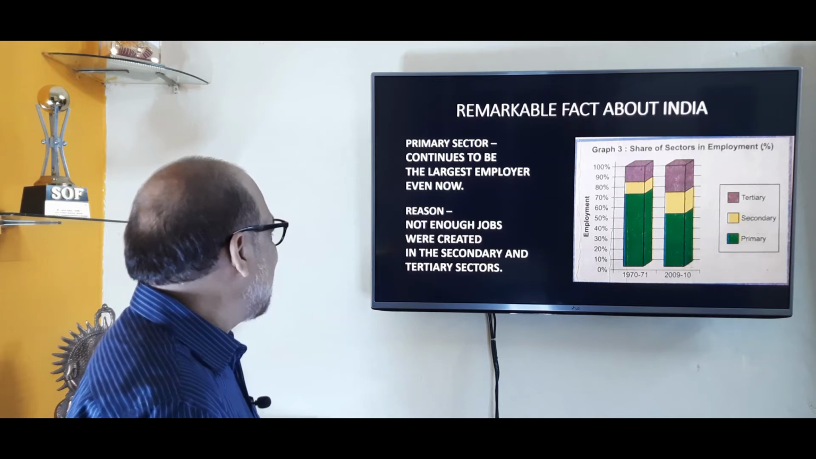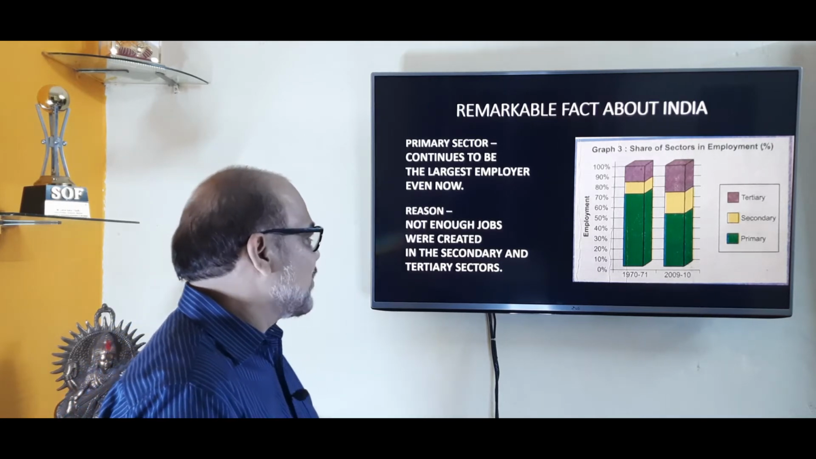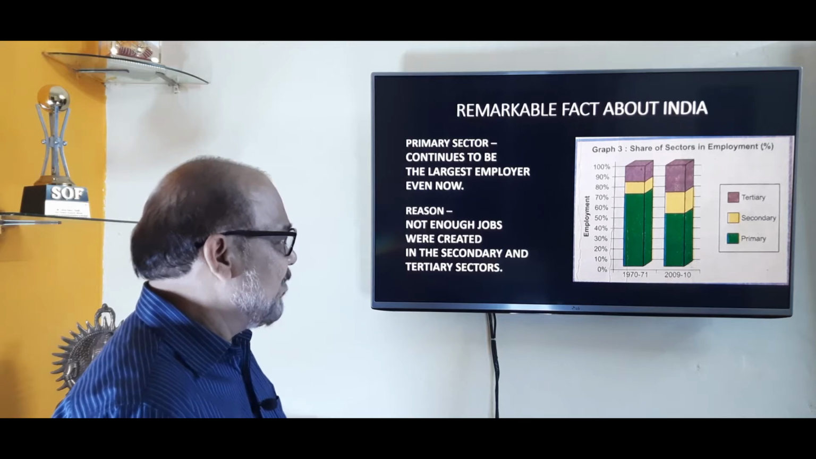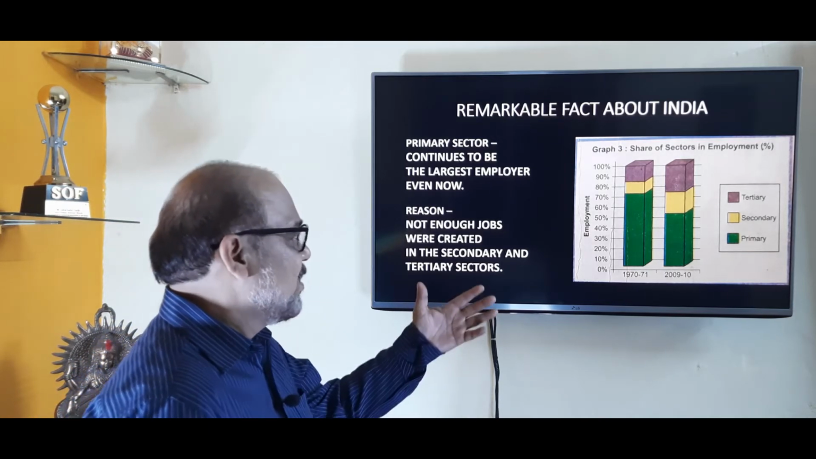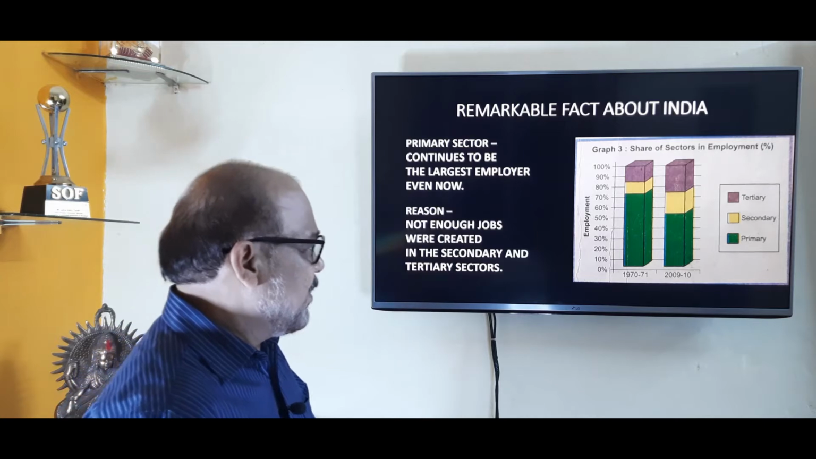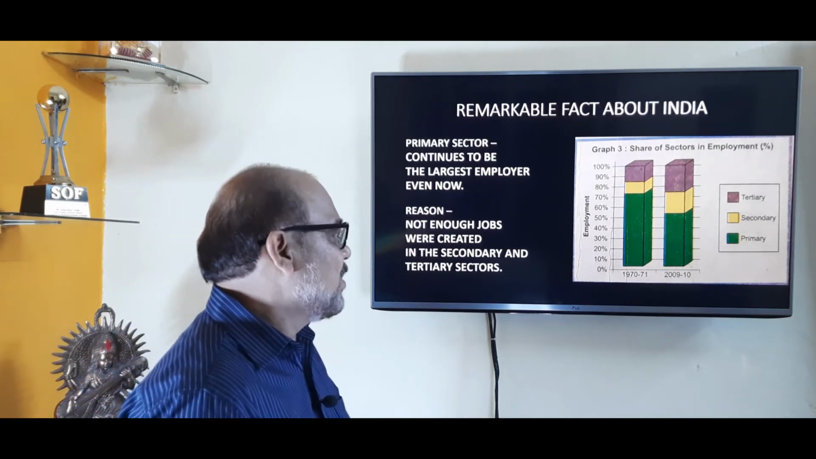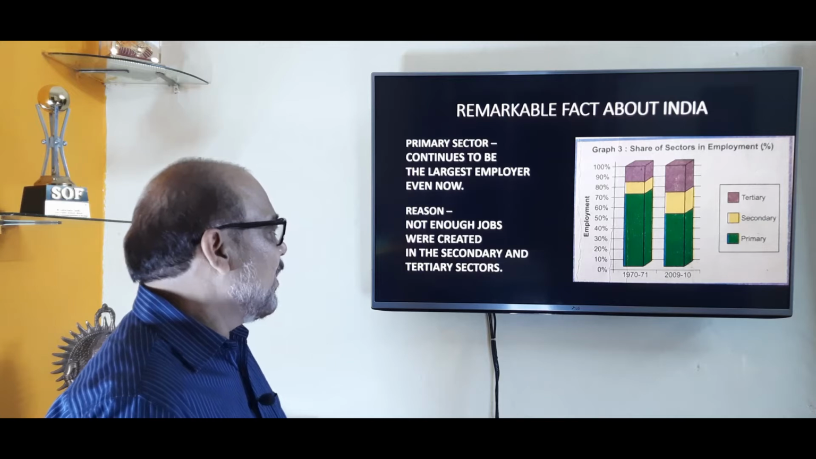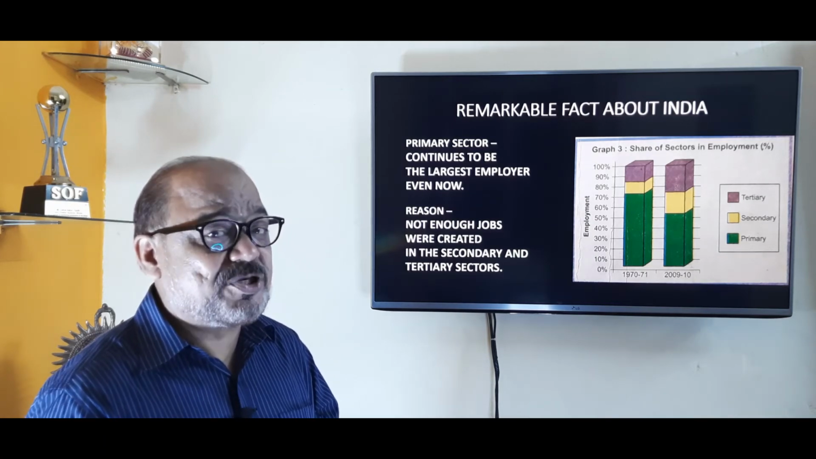The primary sector continues to be the largest employer even now, and the reasons are that not enough jobs were created in the secondary and tertiary sector. This is the graph that shows, that is graph number 3, share of sectors in employment in percentage, 1970-71 and 2009-2010. This indicates the scenario in a very clear-cut way. In the primary sector, the percentage of employment has reduced. In the secondary sector, the percentage in employment has increased, but not satisfactorily. In the tertiary sector, of course, there is a big rise, but that also is not up to the mark.